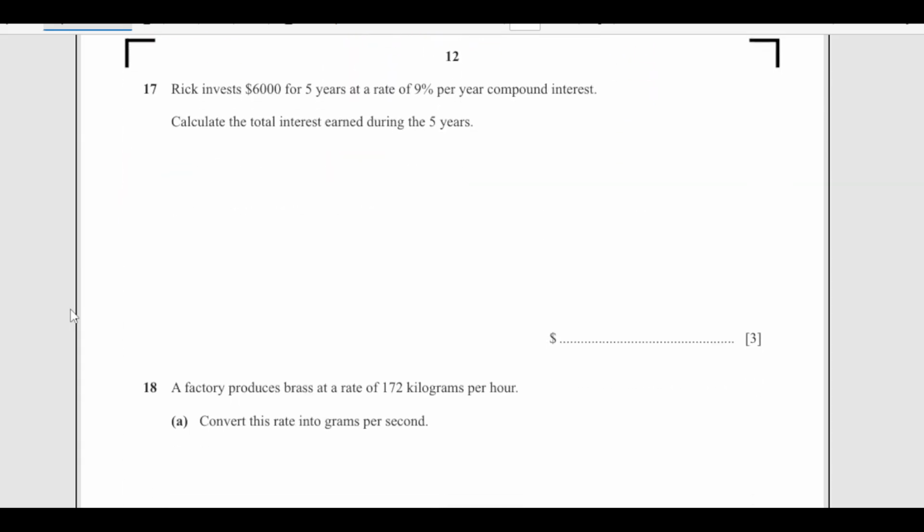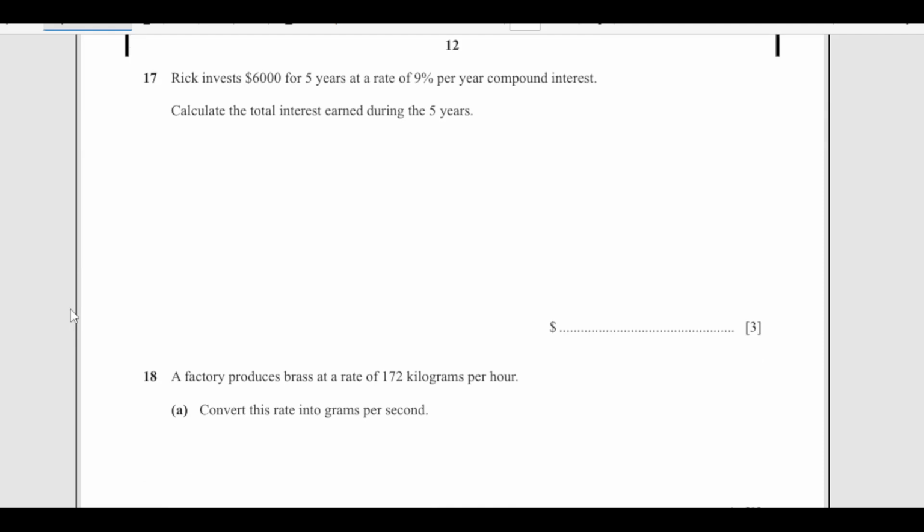Now, next, number 17 question. Rick invests $6,000 for 5 years at the rate of 9% per year compound interest, right. So, this is our principal amount here, this is the number of years and this is the rate of interest. Calculate the interest earned during 5 years. So, we will directly use the compound interest formula. The value of investment will become 6000 times (1 plus r over 100) to the power 5, that is 9 over 100.